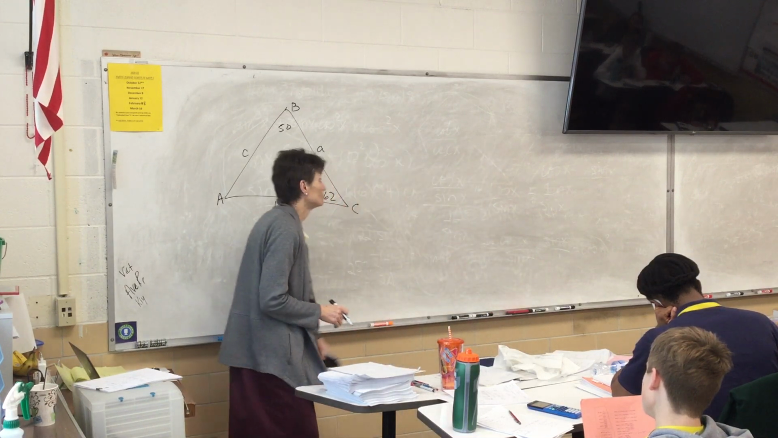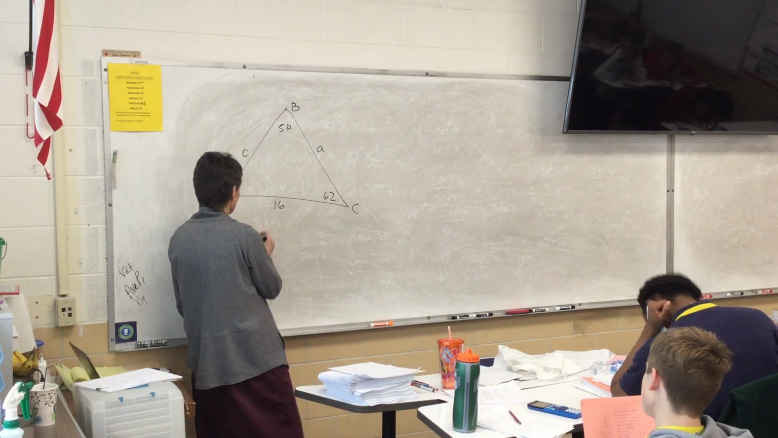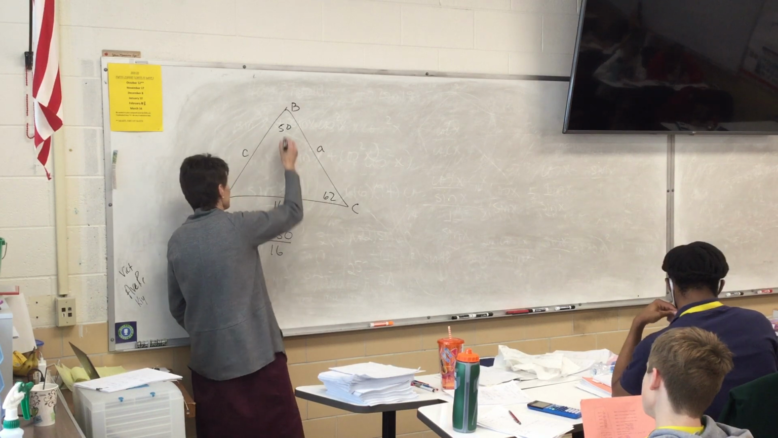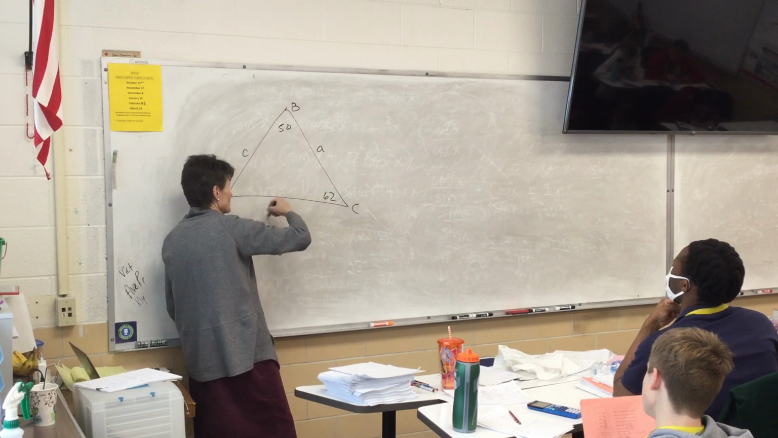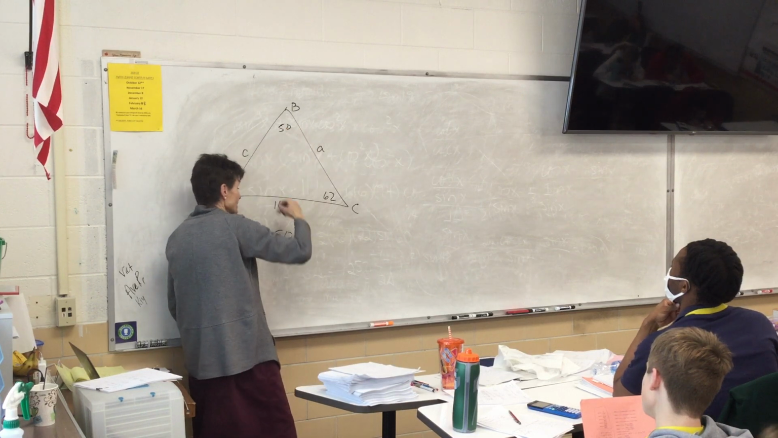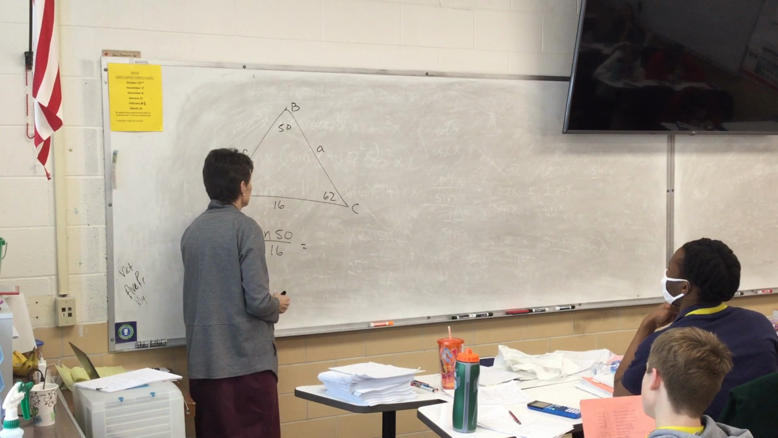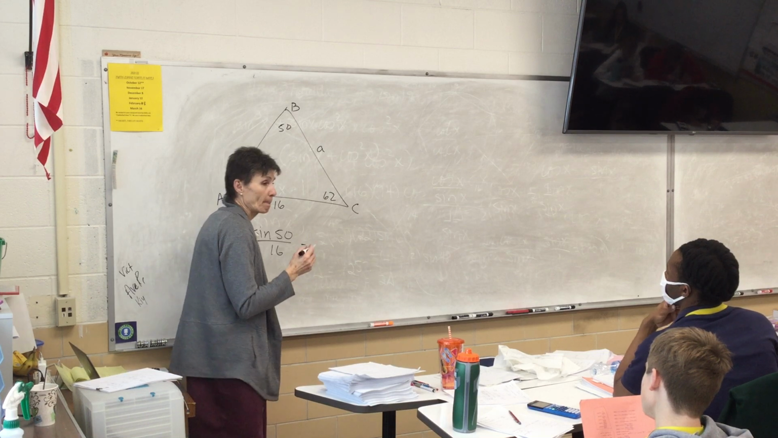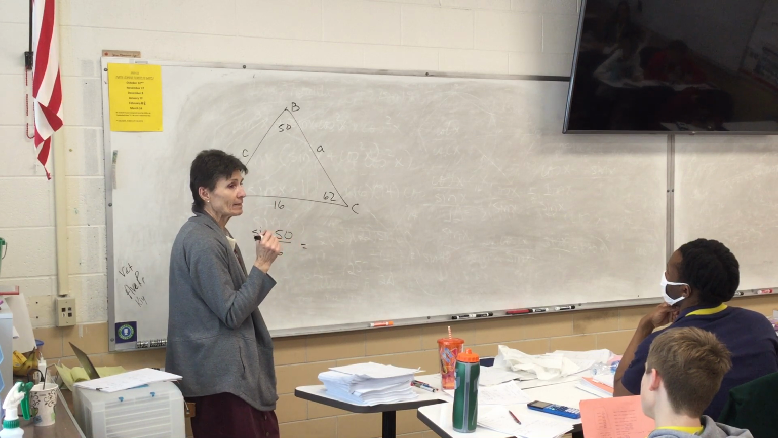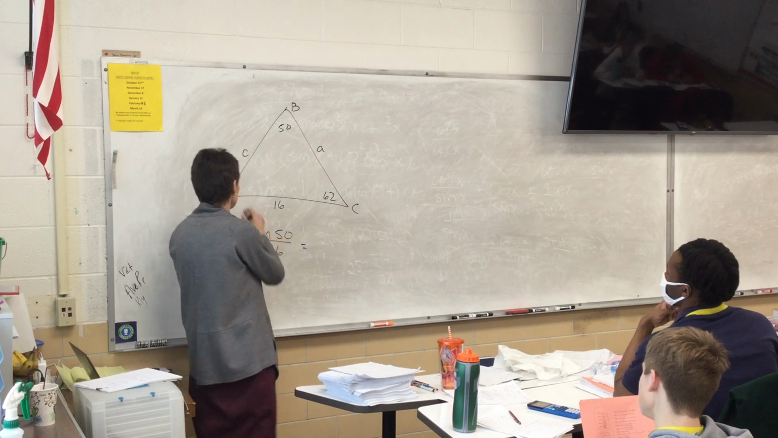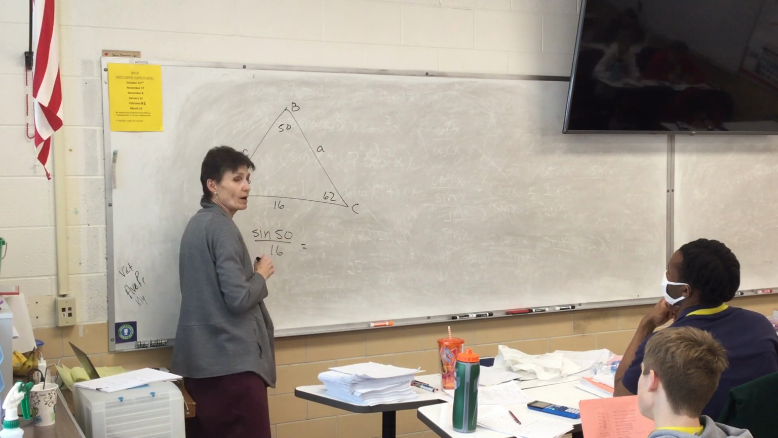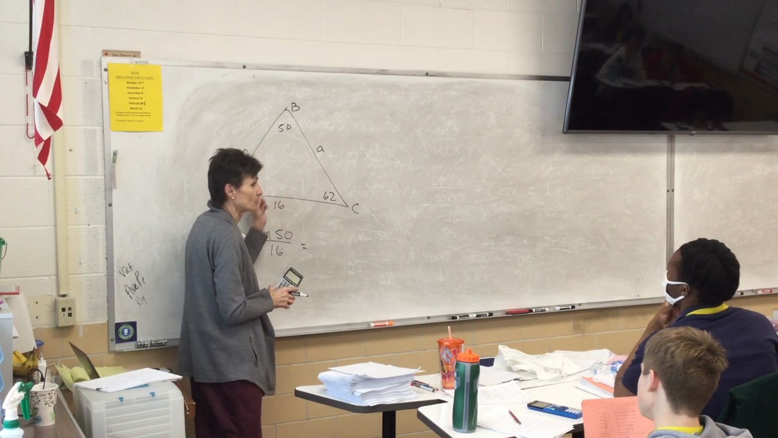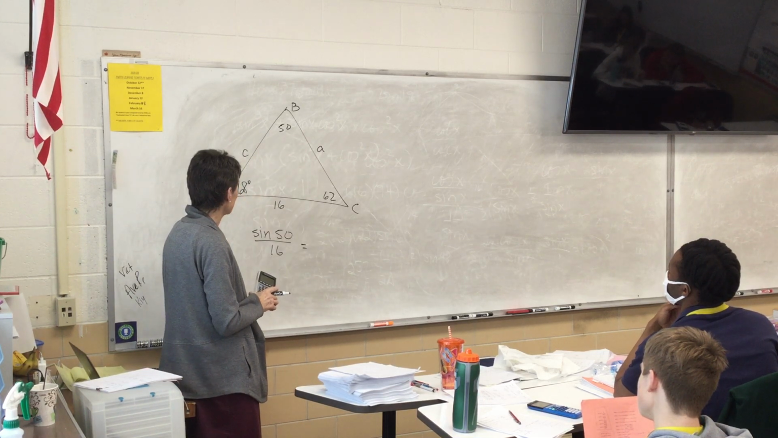We can do sine 50 over 16. Absolutely. There's your pair. That's what you like to see when you do the law of sines. Sine 68, sine A. What's angle A? 68. So we're going to find that first, because we know the angles have to add up to 180. So we know that's 68.